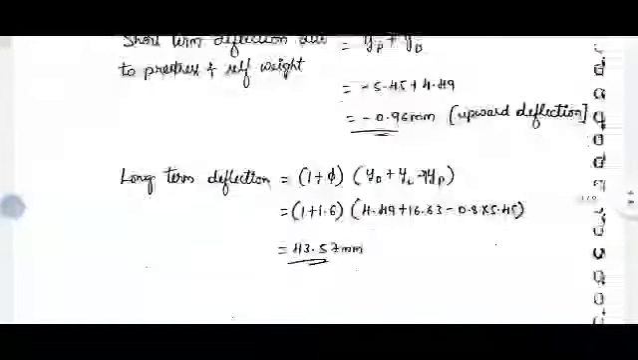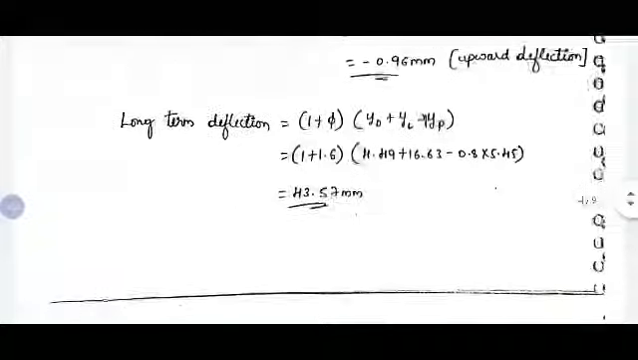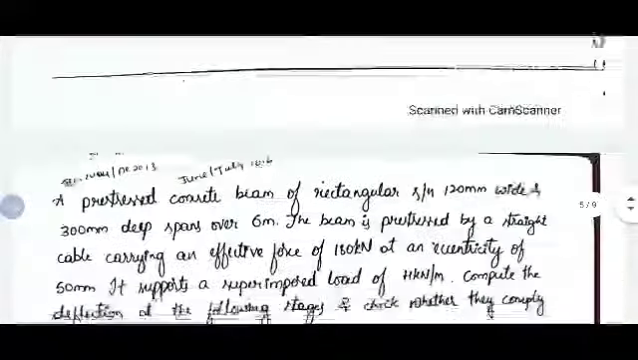Now long term deflection, we have 1 plus phi into yd plus yl minus neta np. Neta is loss ratio and phi is the creep coefficient. 1 plus 1.6 into 4.49 is the dead load deflection, 16.63 is the live load deflection, minus 0.8 into 5.45. That is the deflection due to pre-stressing force. On simplifying we will get 57 mm as the overall long term deflection.